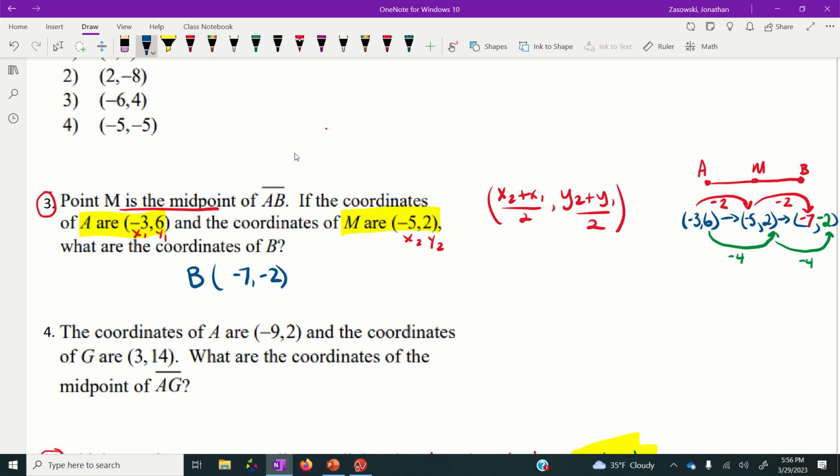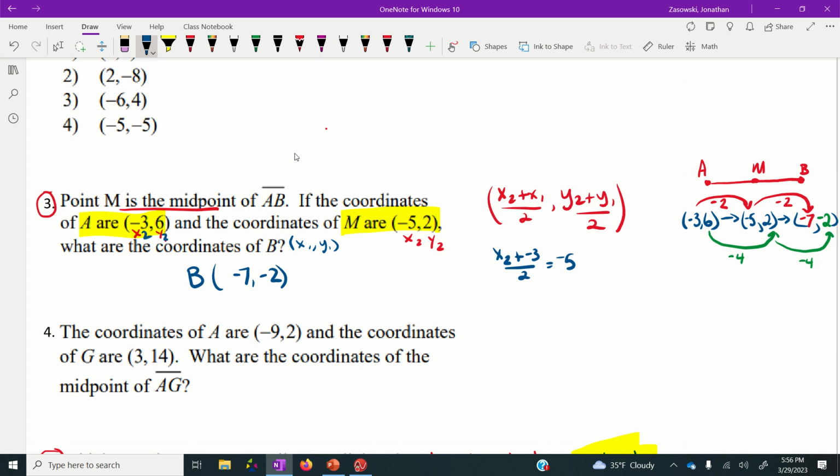All right. Now you could use an equation like this to do this. You could say that, for example, (x2 plus -3) divided by 2 is equal to -5. So notice that point B, I'm going to say it's going to have the coordinates x2, y2, and then this would be my 1's. I'm just plugging these in here.